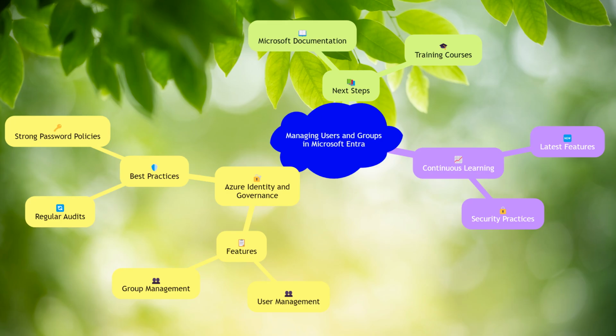Managing users and groups in Microsoft Entra is a critical aspect of Azure identity and governance. By understanding and implementing the features and best practices discussed in this presentation, administrators can ensure a secure and efficient environment. The next steps include exploring additional resources, such as Microsoft documentation and training courses, to deepen your knowledge of Microsoft Entra. Continuous learning and staying updated with the latest features and security practices are essential for effective identity management.